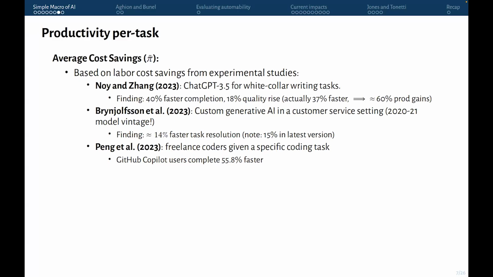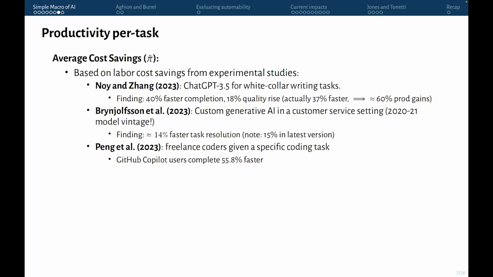The note about that is Acemoglu basically uses the 40% faster completion as the productivity gains, completely ignoring the quality rise. There are 2 things to mention there. One is that actually in the paper, they report 37% faster, and Acemoglu just seems to round it up. Not that that's a big deal.